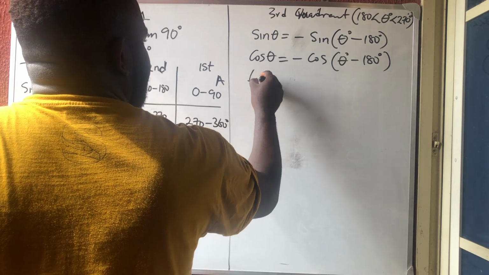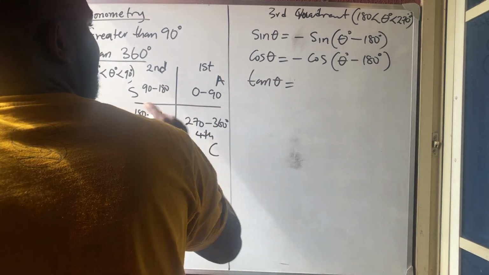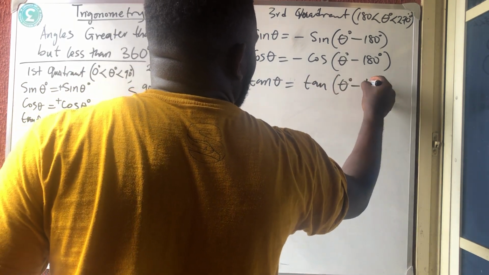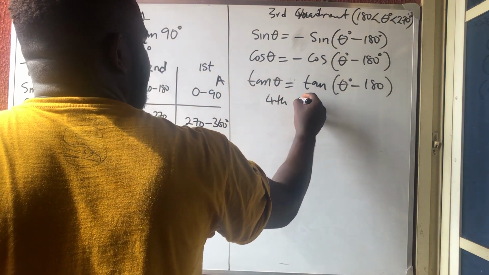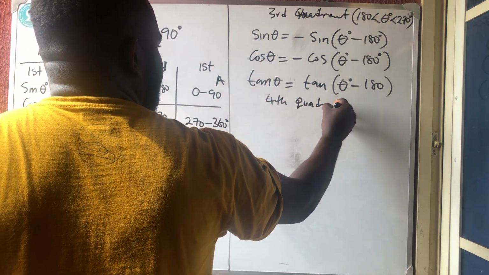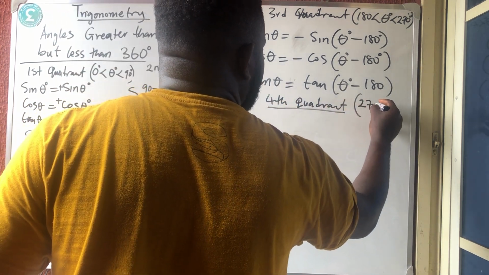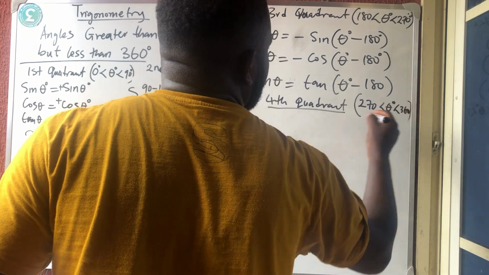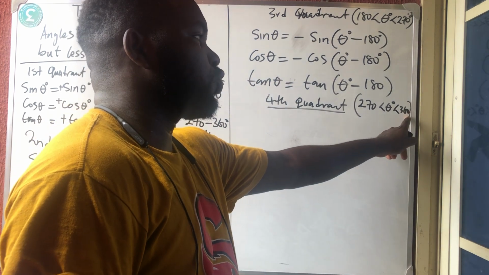Okay, for tan theta should be what? I will not use minus again, because only tan is positive. So tan theta minus what? 180. So for the fourth quadrant, fourth quadrant is what? From 270 to 360. So from 270 to 360, and we don't use 270, so we must use 360.